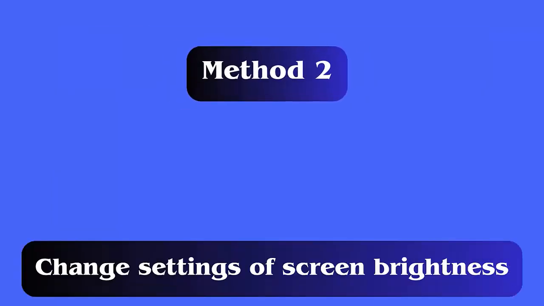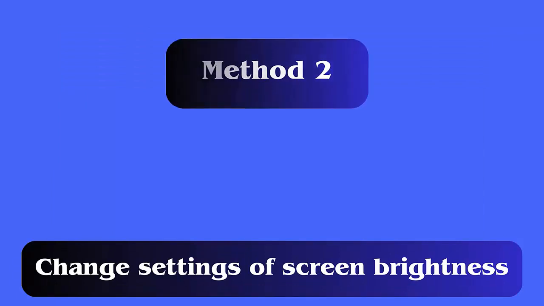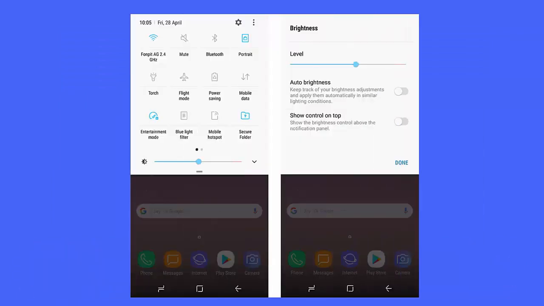Method 2. Change settings of screen brightness. Follow the steps, press the menu option. Now select System Settings from list. Next, tap on Display option under Settings. Here choose Brightness option. Then uncheck Auto option, reduce the brightness.